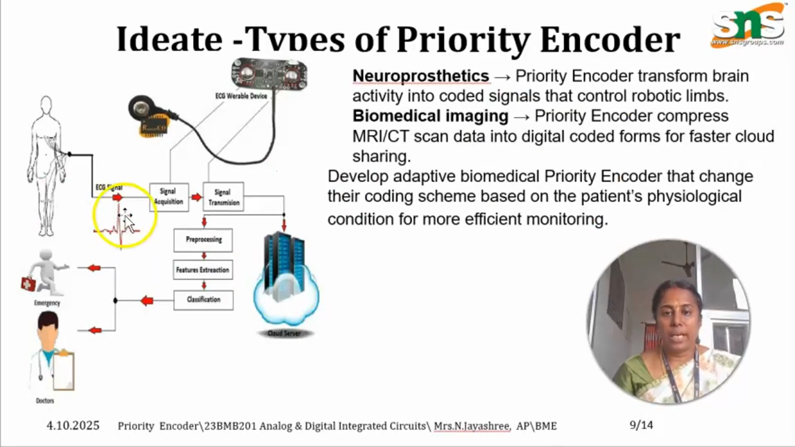This is also one kind of priority encoder use: neuroprosthetics and biomedical imaging. The priority encoder transforms brain activity into coded signals that control robotic limbs. In biomedical imaging, the priority encoder compresses MRI and CT scans into digital coded forms for faster cloud sharing. Develop an adaptive biomedical priority encoder that changes its coding scheme based on the patient's physiological condition for more efficient monitoring.